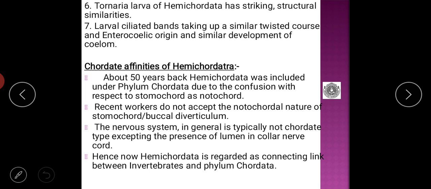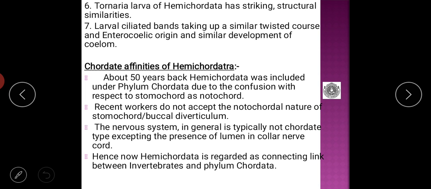And the other one is that the Tornaria larva of Hemichordata has striking structural similarities with the larva of echinoderms. You know that larvae of echinoderms are of different types like Pluteus, Echinopluteus, Ophiopluteus. So various types of larvae are there, and generally the Tornaria larva resembles more the echinoderm larva. The larval ciliated bands take up a similar twisted course, with enterocoelic origin and similar development of the coelom.